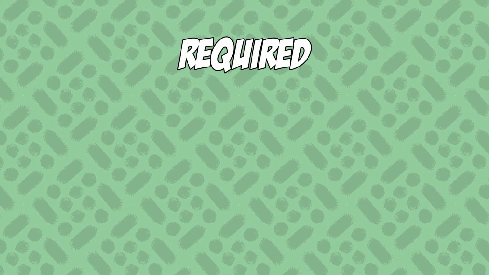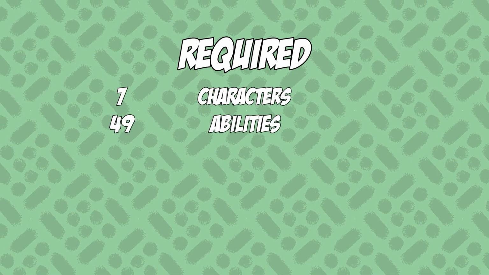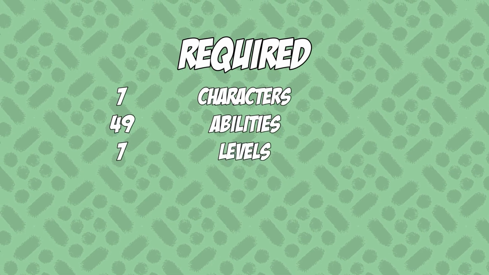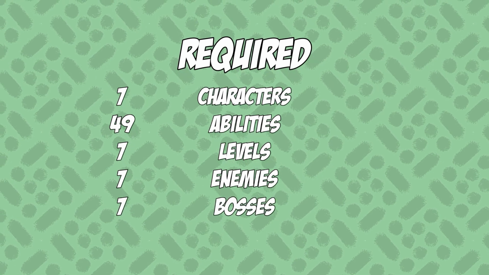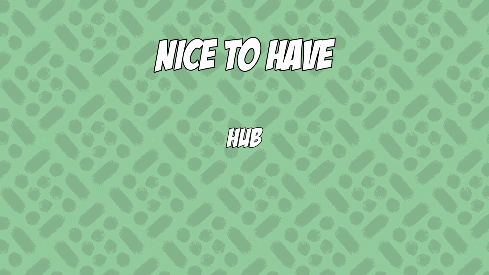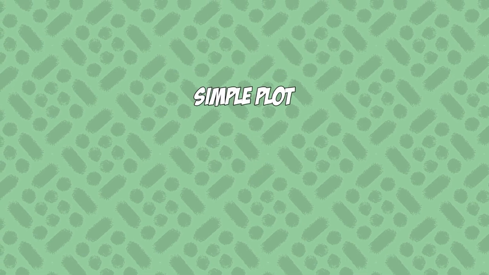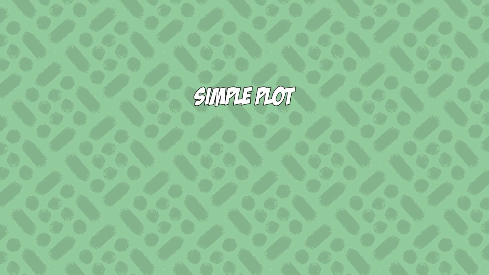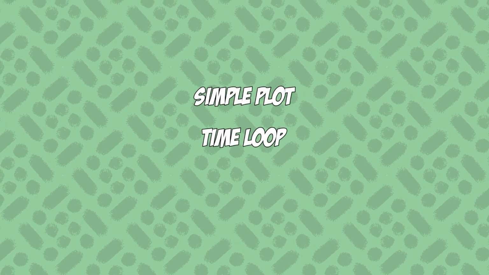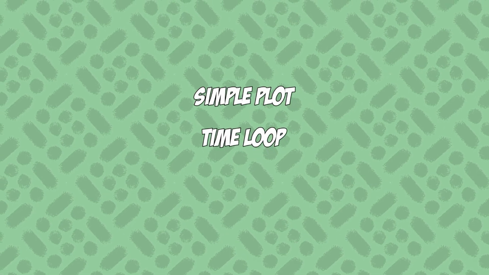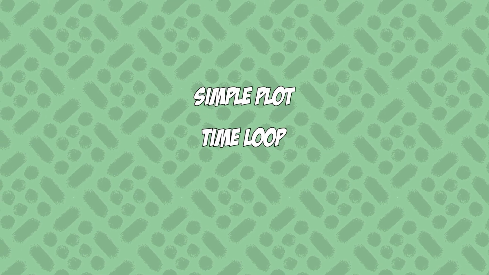My game will aim to have 7 characters, each with up to 7 unique abilities, plus 7 levels, each with 7 different enemy types and 7 bosses. I would also like to include a hub area with character dialogue between runs. My game won't have much in the way of plot development beyond environmental storytelling. Time has collapsed, and the last 30 minutes of existence are repeating, so the heroes fight over and over again to try to save everything.